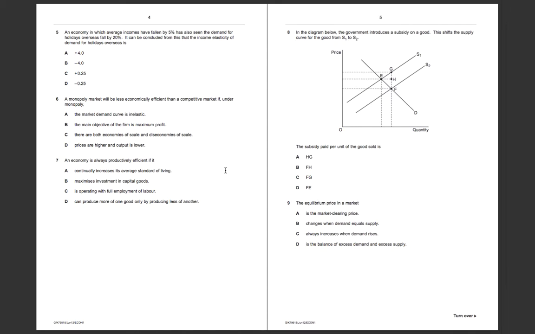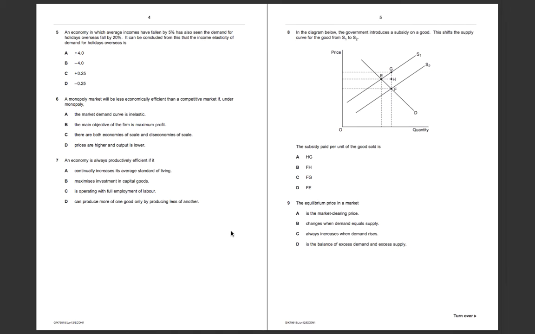And just to explain on that one, if we were to see a point within the production possibility frontier, so within the curve and closer to zero, this might be because of unemployment of labour, but it could also be because of underutilization of other available factors of production, such as capital or land or enterprise. And D, can produce more of one good only by producing less of another. This is correct.